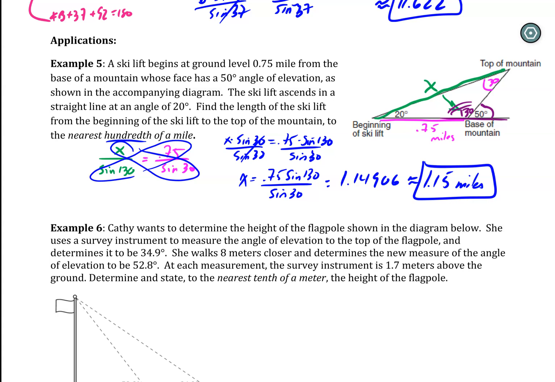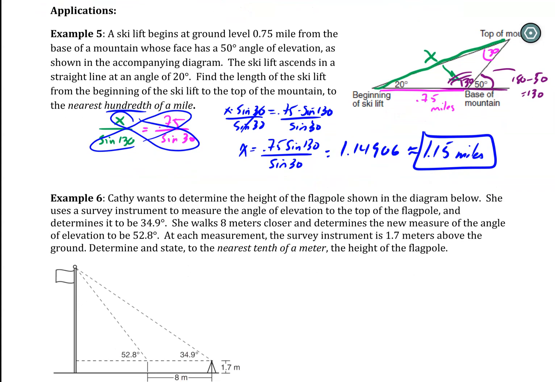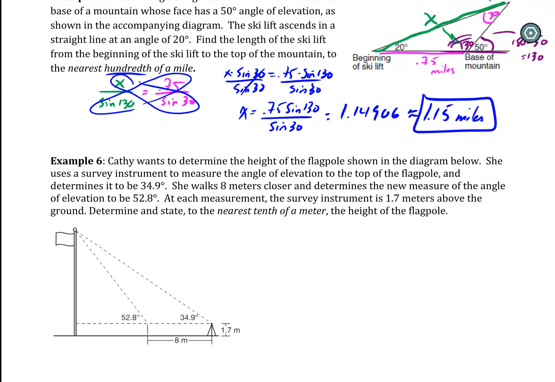So again, we had to work around a little bit, had to come up with this angle measure over here. We did that by saying 180 minus the 50 got me the 130. Then I was able to use that to find the other angle, which was 30, and so on and so forth. All right, one last one, and then we'll wrap this up.